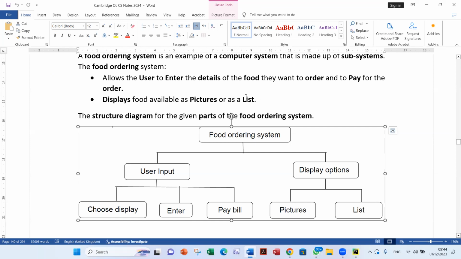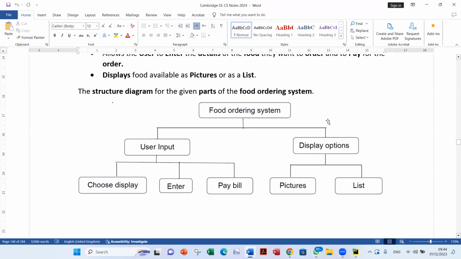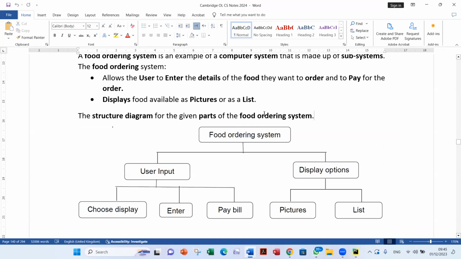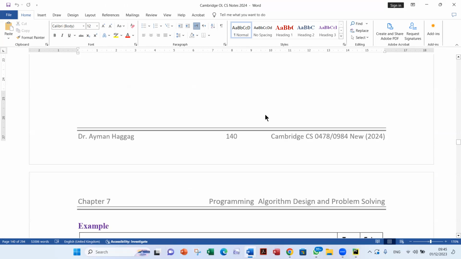Display food available as picture or list. So display option, picture and list. This is obvious. The structure diagram for the given parts of the food ordering. That was the mark scheme. It is just a sample mark scheme. However, if you split your program into any other pieces, they will award you because they are examining you that you know what is meant by structure diagram, in any way.